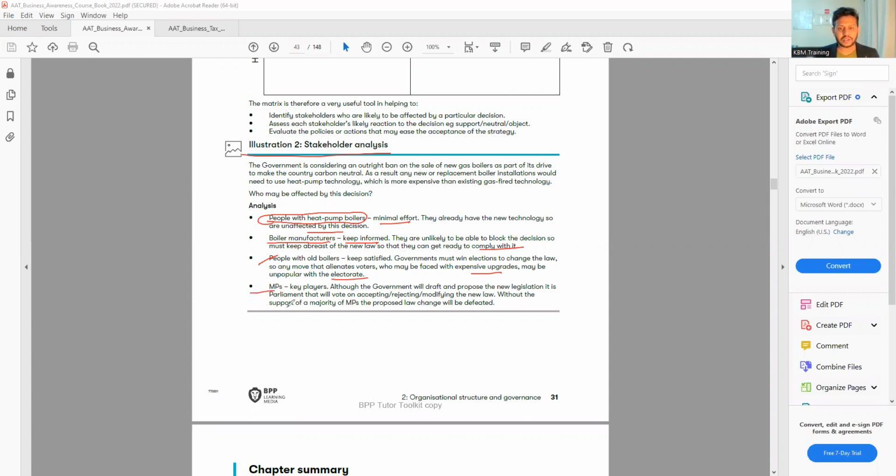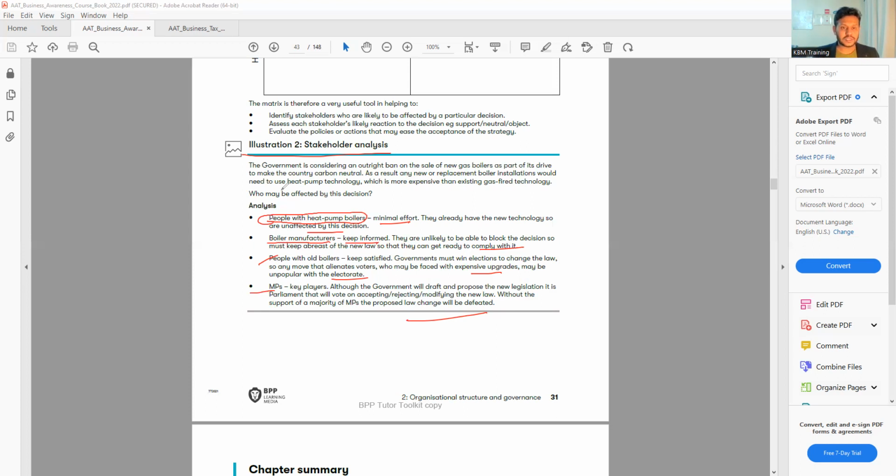MPs, the key player. Although the government will draft and process the new legislation, it is Parliament that will vote on accepting, rejecting, or modifying the new law. Without support of the major MPs, the proposed law change will be defeated. So even though the government makes the new law, it has to be passed by the MPs. If in the House of Commons the majority of MPs say no, this one is not good for the country, or if these rules cannot be passed, it will have a negative impact on the people. So it will be rejected by the MPs.